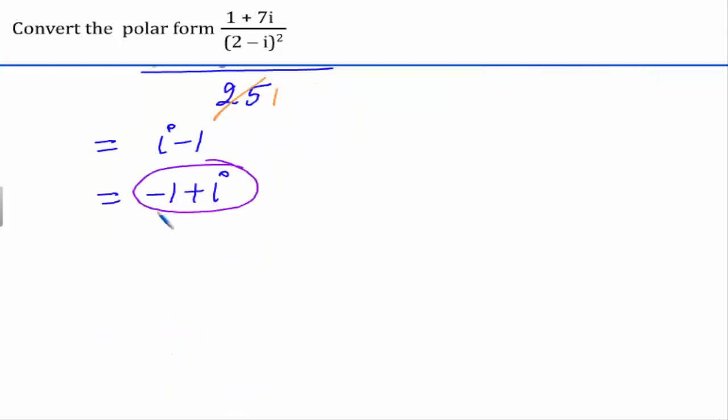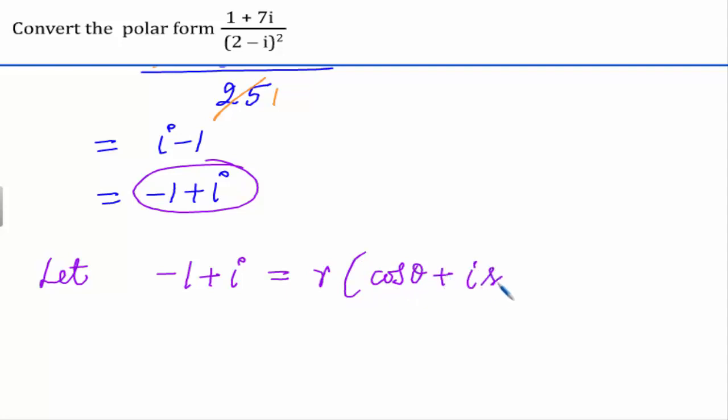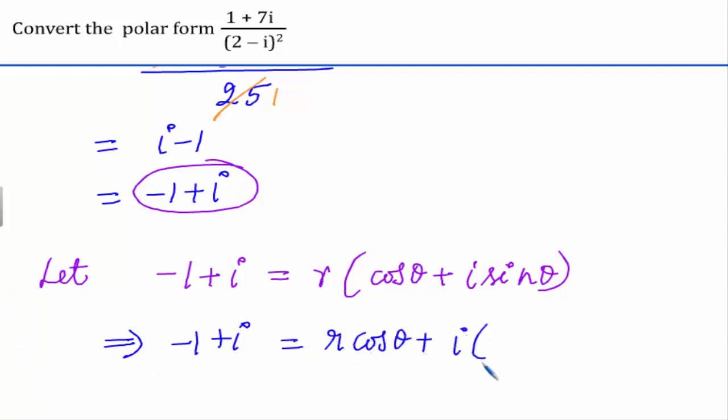Now we need to write minus 1 plus i in the polar form. For that, let us assume the polar form of minus 1 plus i is equal to r into cos theta plus i sin theta, where r is the modulus and theta is the argument of this complex number. We can write this as minus 1 plus i is equal to r cos theta plus i into r sin theta.